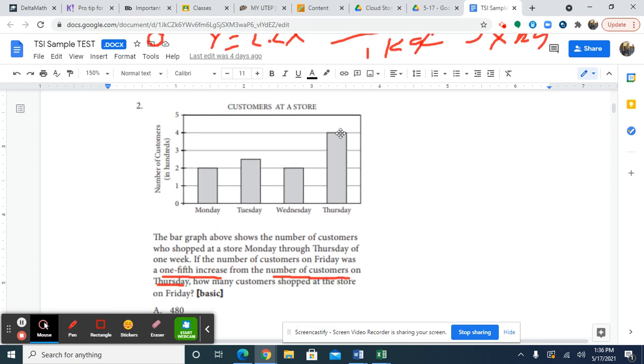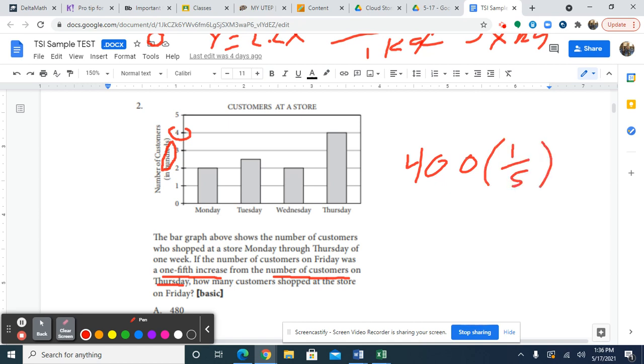Looking at the bar graph, we're at 4, 4 in hundreds. So we have a total of 400 people who shopped on Thursday. Now we want to multiply this by 1/5, which is the same thing as saying 0.20 in a calculator.